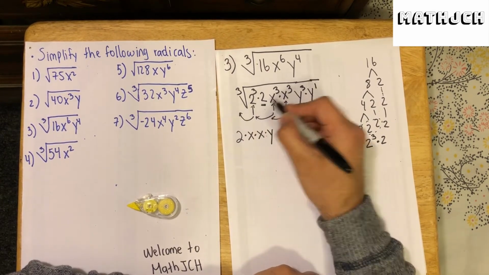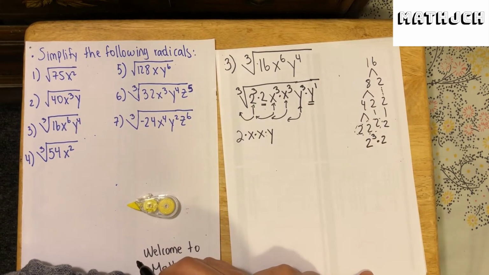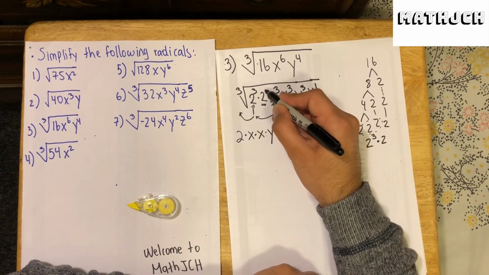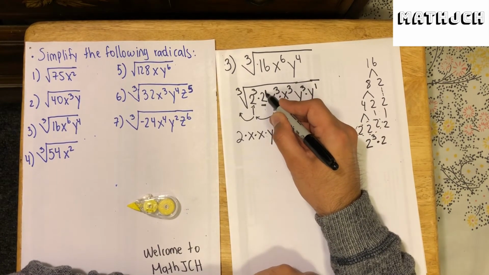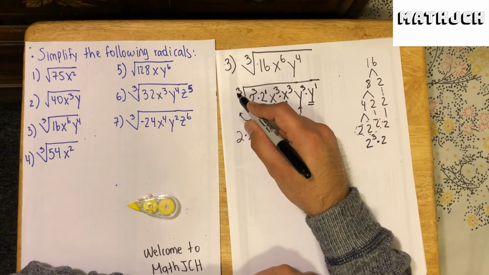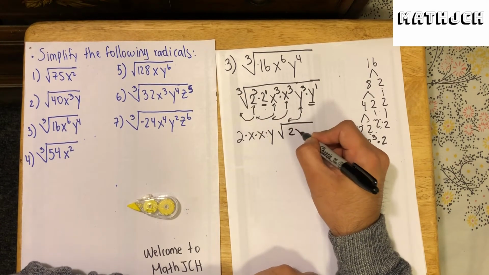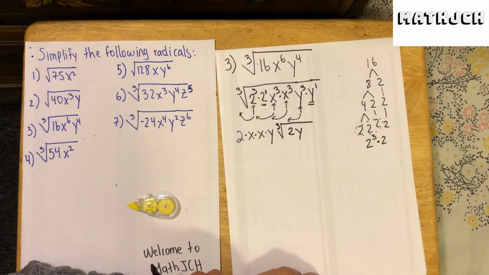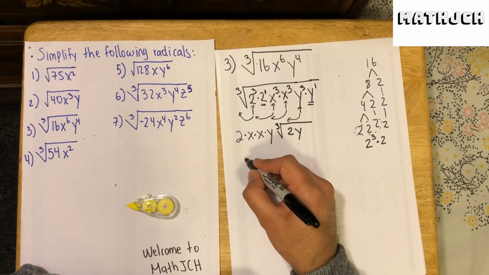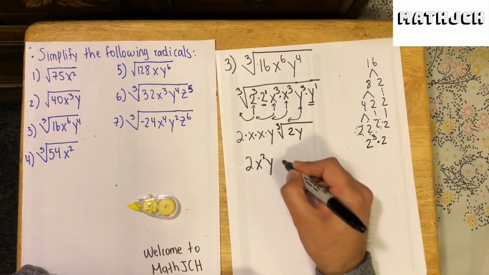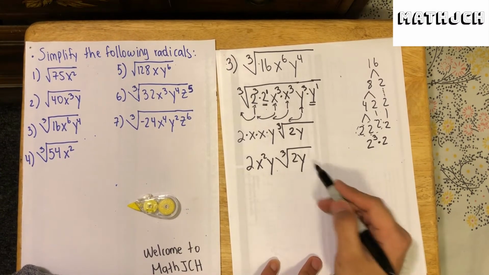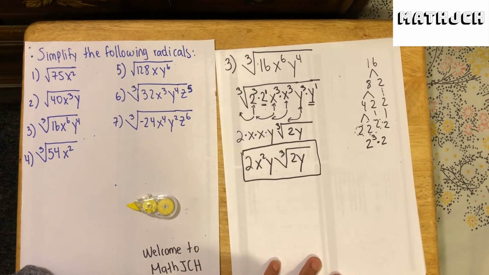Now these two and this y power 1 will stay inside because they cannot be simplified anymore. The power of 2 is automatically 1, which is less than the index, and the same thing for y. We have 1, which is less than our index. So those are going to stay inside, which is 2y, and don't forget to write the index right there. Now we just multiply 2 times x, that will give me 2x squared y, and bring down whatever you could simplify, which is the 2 times y, and that's going to be our final solution.